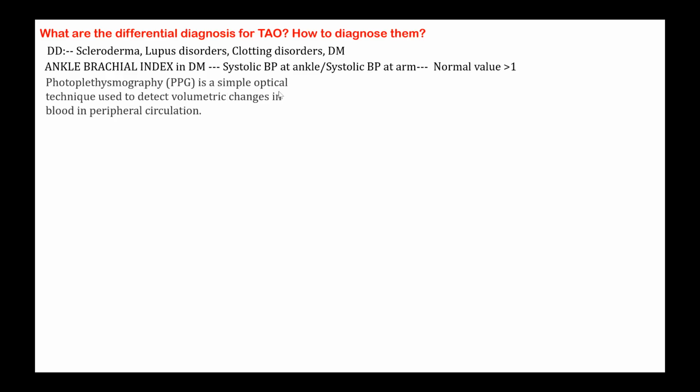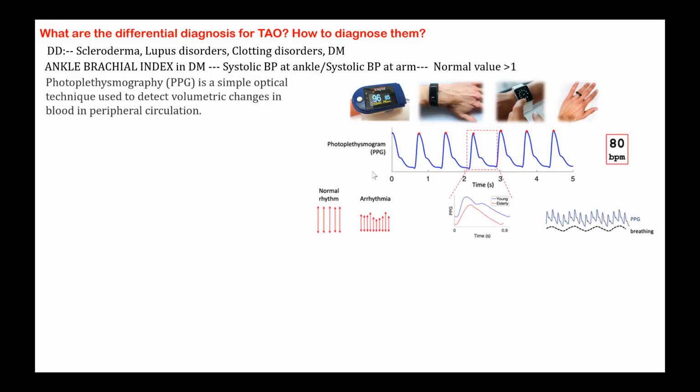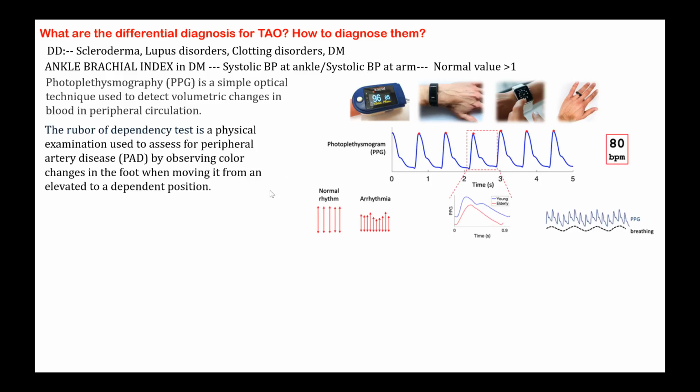And photoplethysmography, which is something like your pulse oximetry, can also be used. That will also help you to find out the reduction in blood flow. And the Buerger's dependency test is a physical examination used to assess the peripheral blood flow. Have you read about this? How to do this test? Buerger's dependency test.